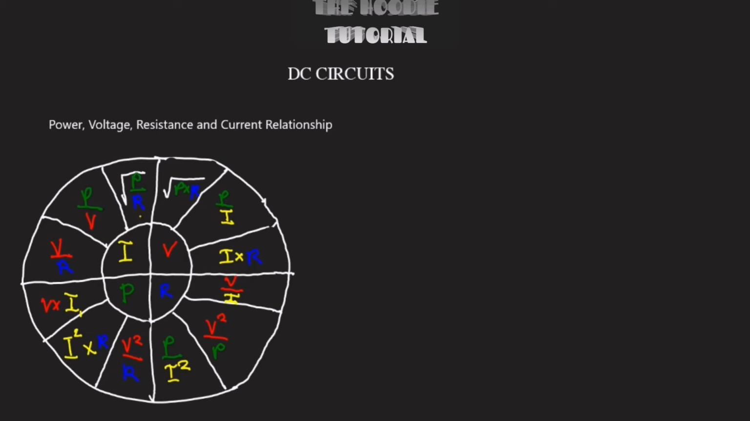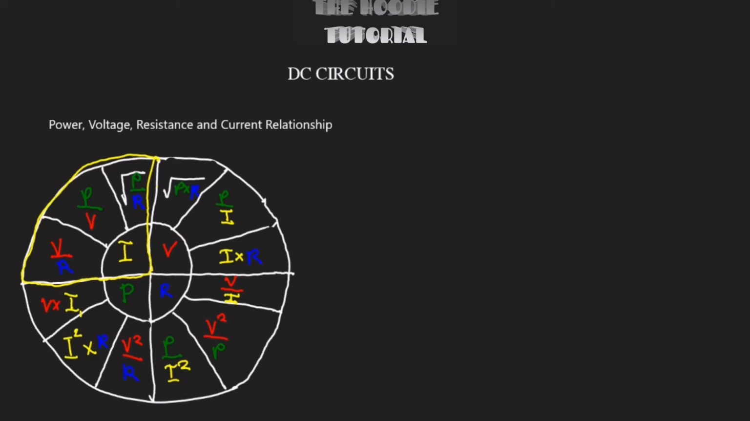So right now we are going to explain how we are able to derive a certain equation and how to read this one. Notice in this quarter circle, let's highlight this one in yellow. That's yellow. This represents the I, which is the current. This is the voltage, this is resistance, and the power.